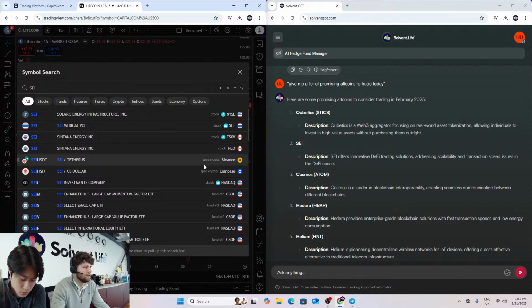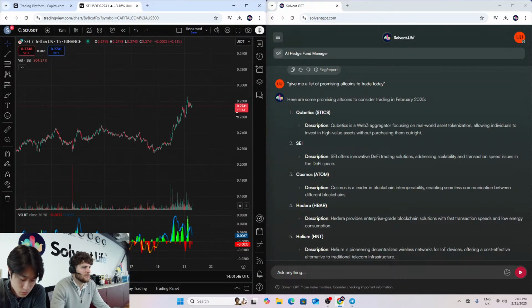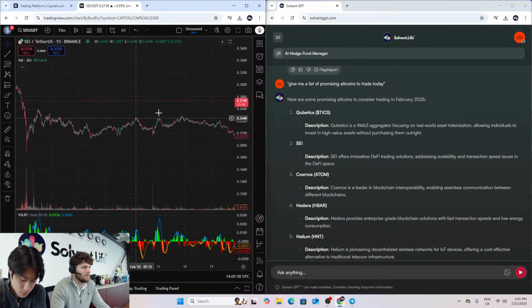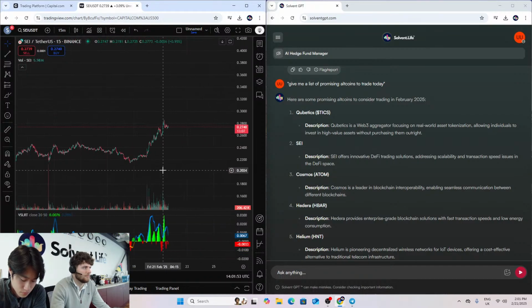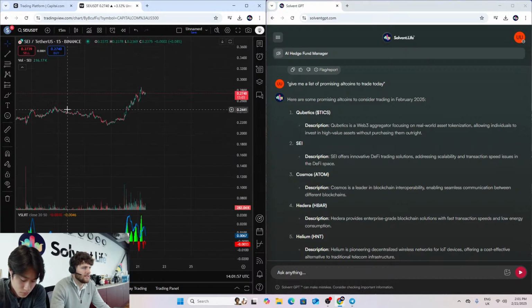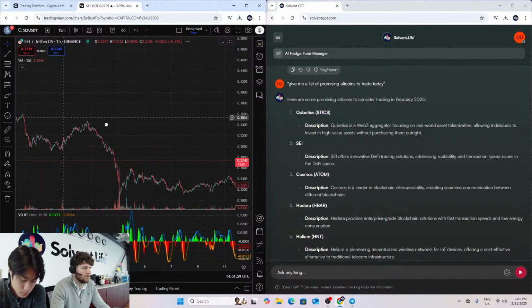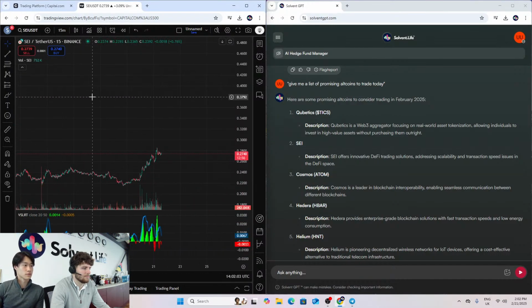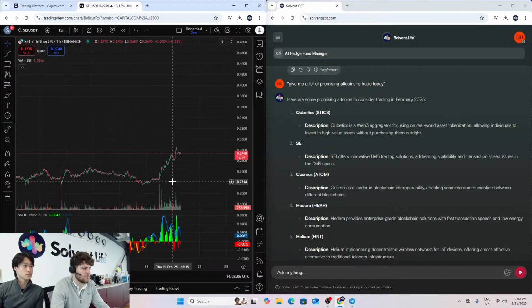If we can find it. Side to tether. So around 27 cents a coin. With some quite strong momentum.